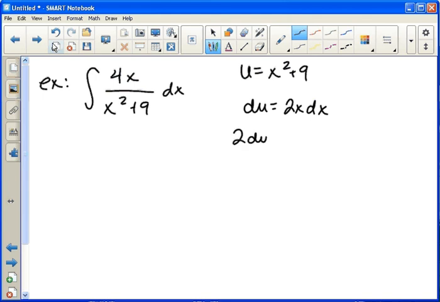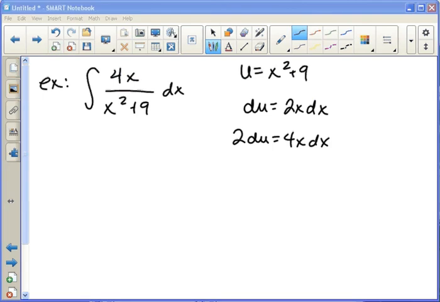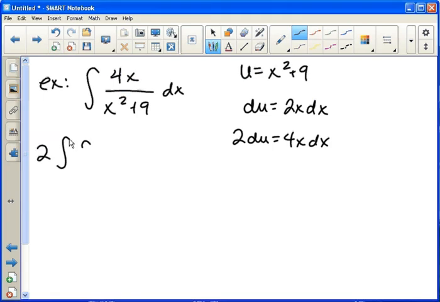We have 4x. So I come over here and I'm going to put the 2 out front, and I'm going to get du over u. If you recognize that rule, it's the natural log rule. So I'll have 2 natural log of the absolute value of u plus c, or 2 natural log of the absolute value of x squared plus 9 plus c.